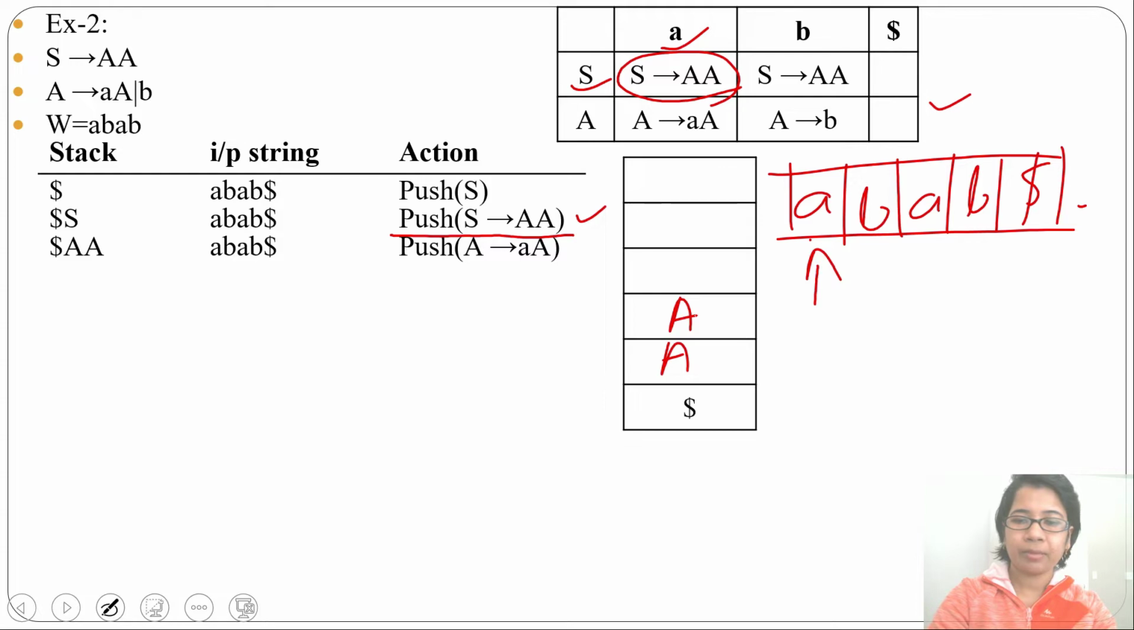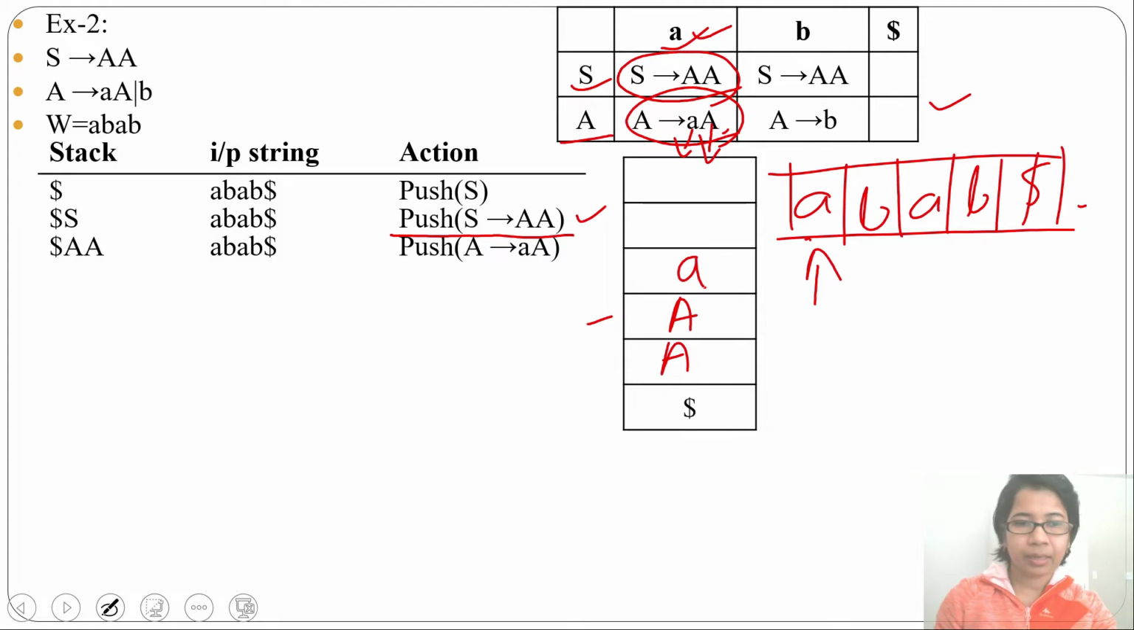Now the topmost stack symbol is A and the input pointer is pointing to A. So is this lookahead symbol matching with the topmost stack symbol? No. When it is not matching, we should push. Now for variable A and terminal A, which production should we use? We should use this production A derives AA. And how will we push it onto the stack? We'll push in reverse way. First we'll push this A, then we'll push the terminal A.